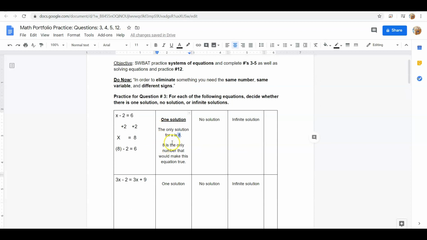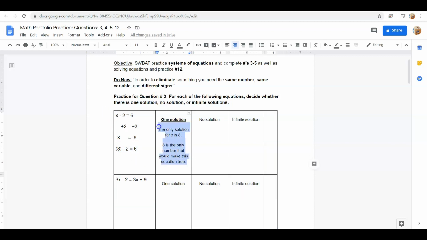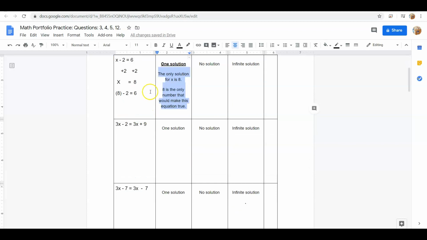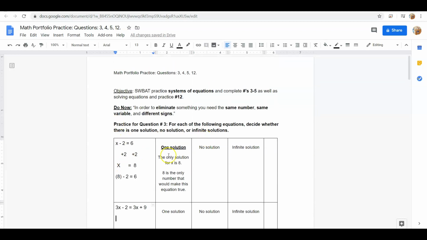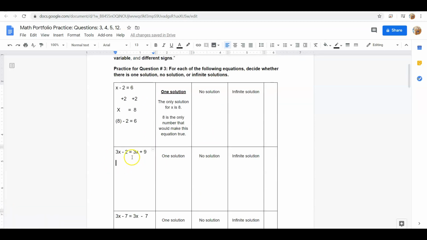But you just want to demonstrate that you know it's only one solution, and you need to demonstrate it both with math and words. It's not something that I think you can't do. So that's the first problem out of these three. Let's look at this second one.